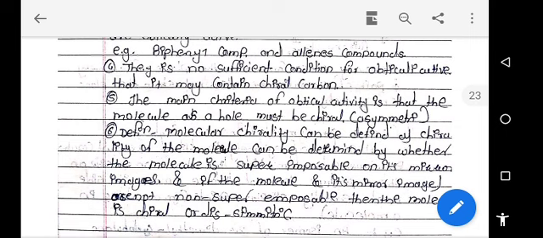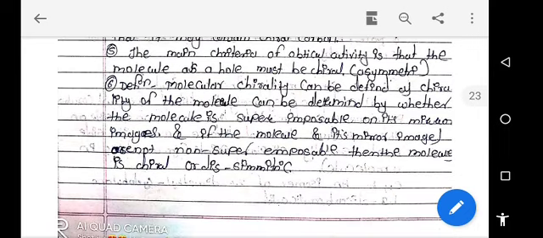We can define molecular chirality by whether the molecule is superimposable on its mirror image. If the molecule and its mirror image are non-superimposable, then the molecule is chiral or dissymmetric.